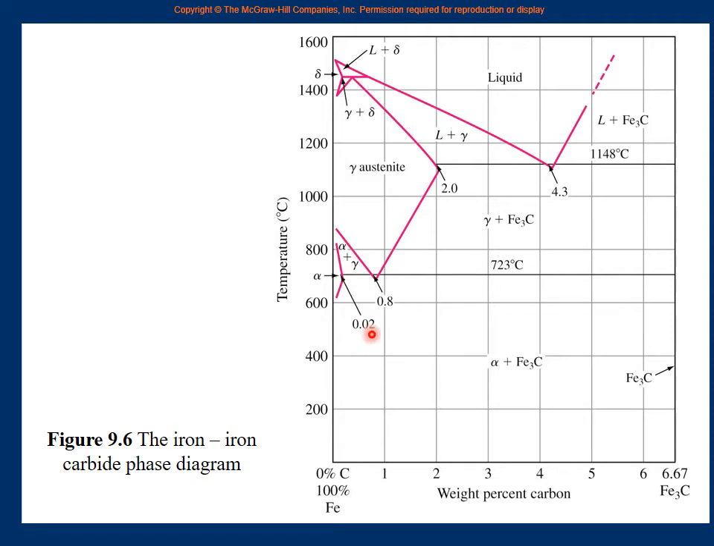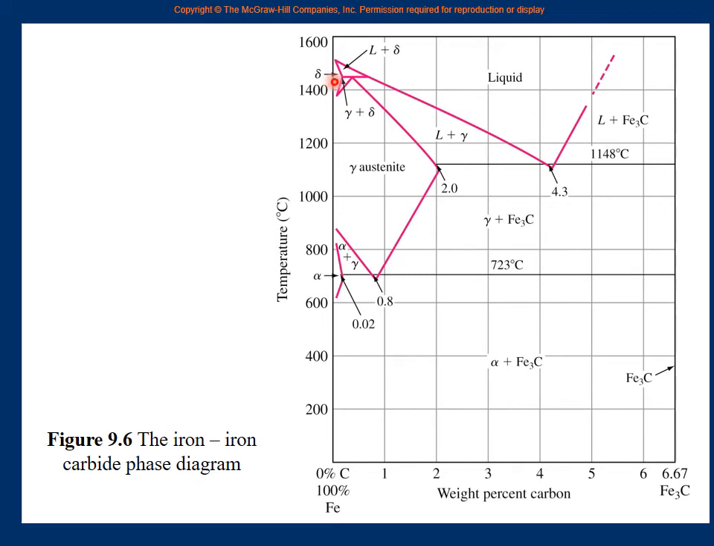If you have more than 0.02% carbon, you don't have plain alpha anymore, right? Plain alpha exists only here. And at higher temperature, you have gamma, and the area between will be alpha plus gamma, right? Alpha plus gamma. Here, in this very small portion at a very high temperature, 1400 plus, you have delta, very small.